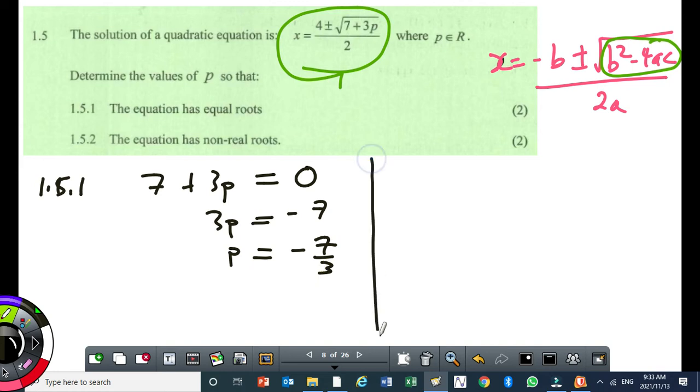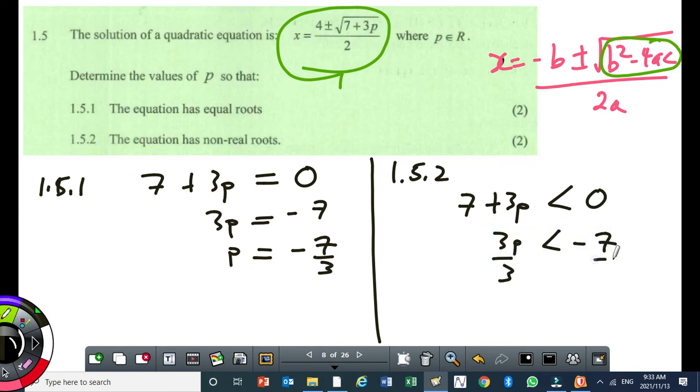Then the second one, 1.5.2, the equation has non-real roots. Now for you to have non-real roots, it means the discriminant must be less than 0. So you extract your discriminant, 7 plus 8p is less than 0 if the roots are non-real. Then you solve this. So you get 8p is less than minus 7, divide both sides by 8, you get p is less than minus 7 over 8. And then you're done.